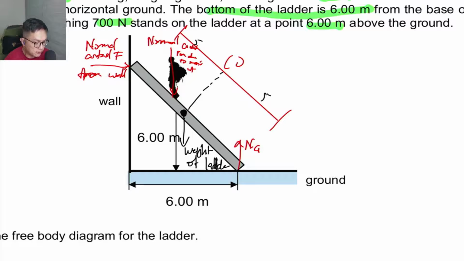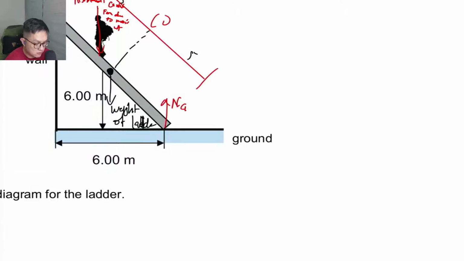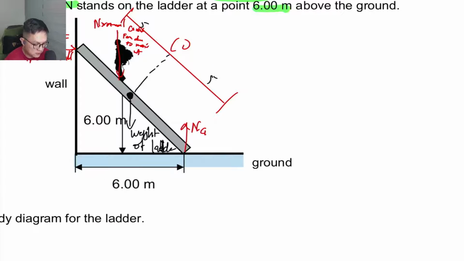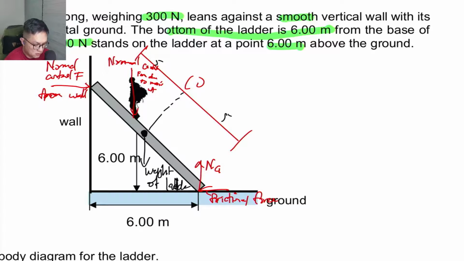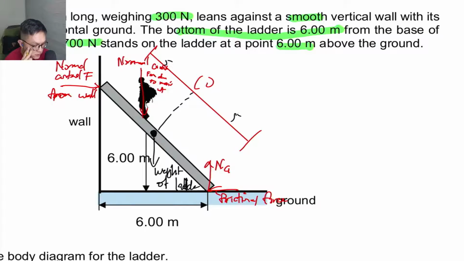So if you look at this ladder, this ladder has the tendency to slide out this way. So the frictional force has to be pointing in the opposite direction this way. So this is the frictional force. This diagram is a bit complex. So how many forces are there? There are 1, 2, 3, 4, 5. Five forces involved.